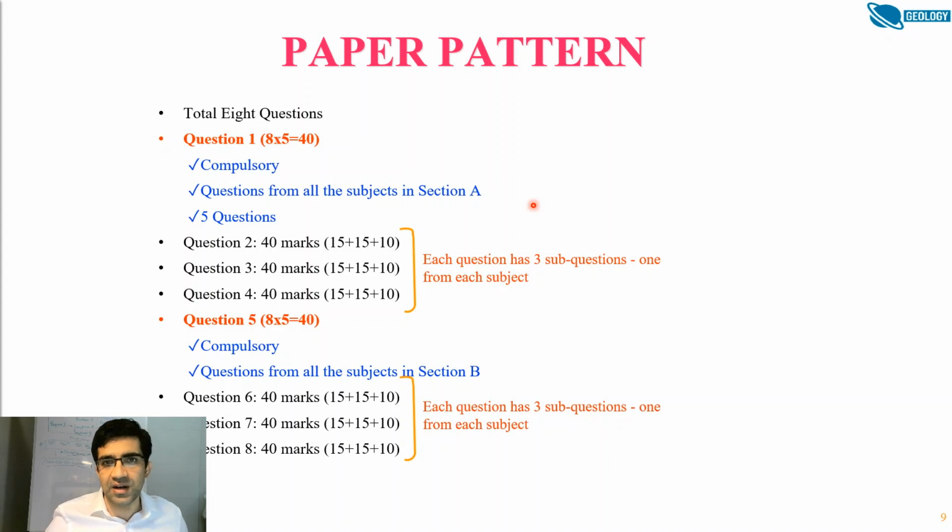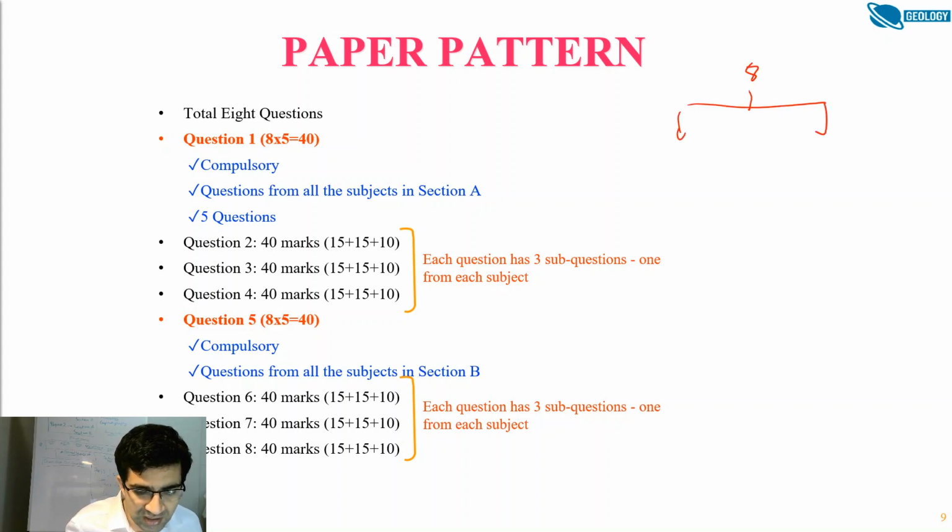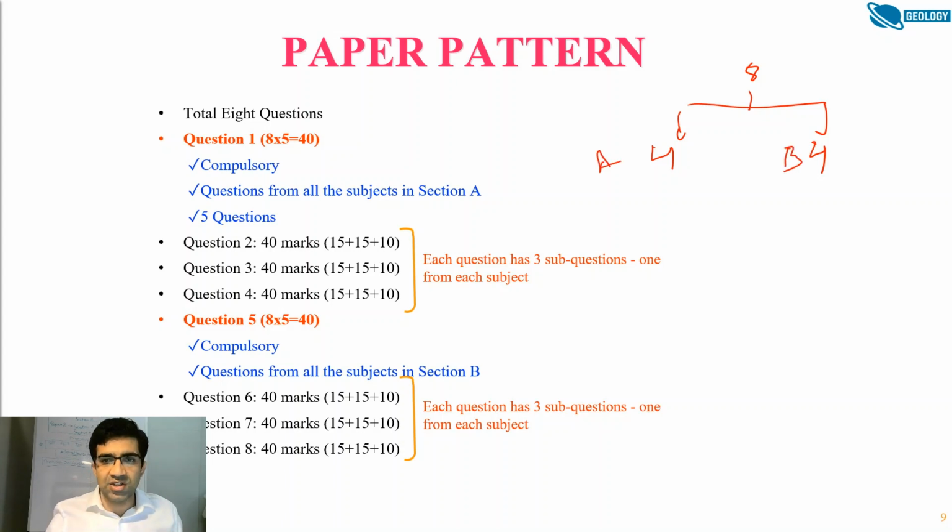In total there are 8 questions. How these 8 questions are divided, I'll tell you. First of all, out of 8 questions, you have to attempt only 5. So you can leave 3 questions if you are not sure about those. But there is a catch here. As we have already seen, each paper has 2 sections, so these 8 questions are divided into section A and section B, with 4 questions each. Now the first question from these sections is compulsory.